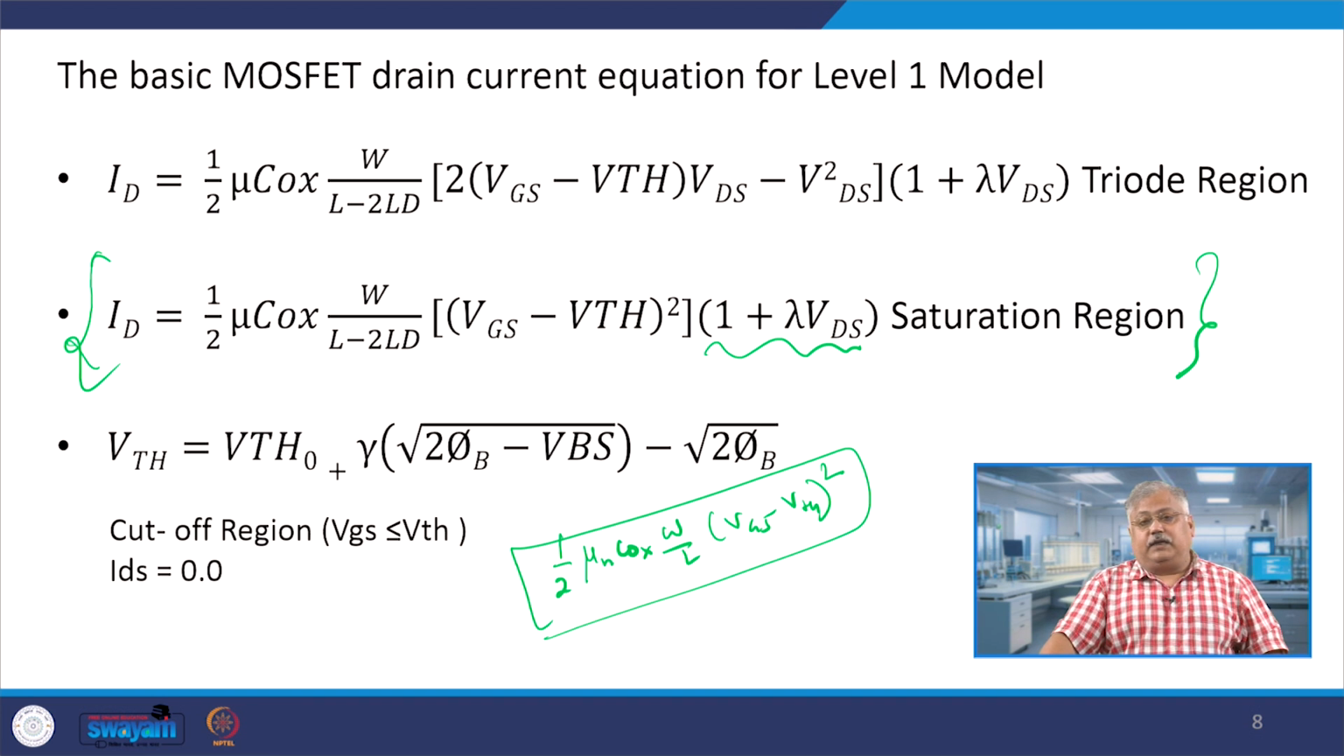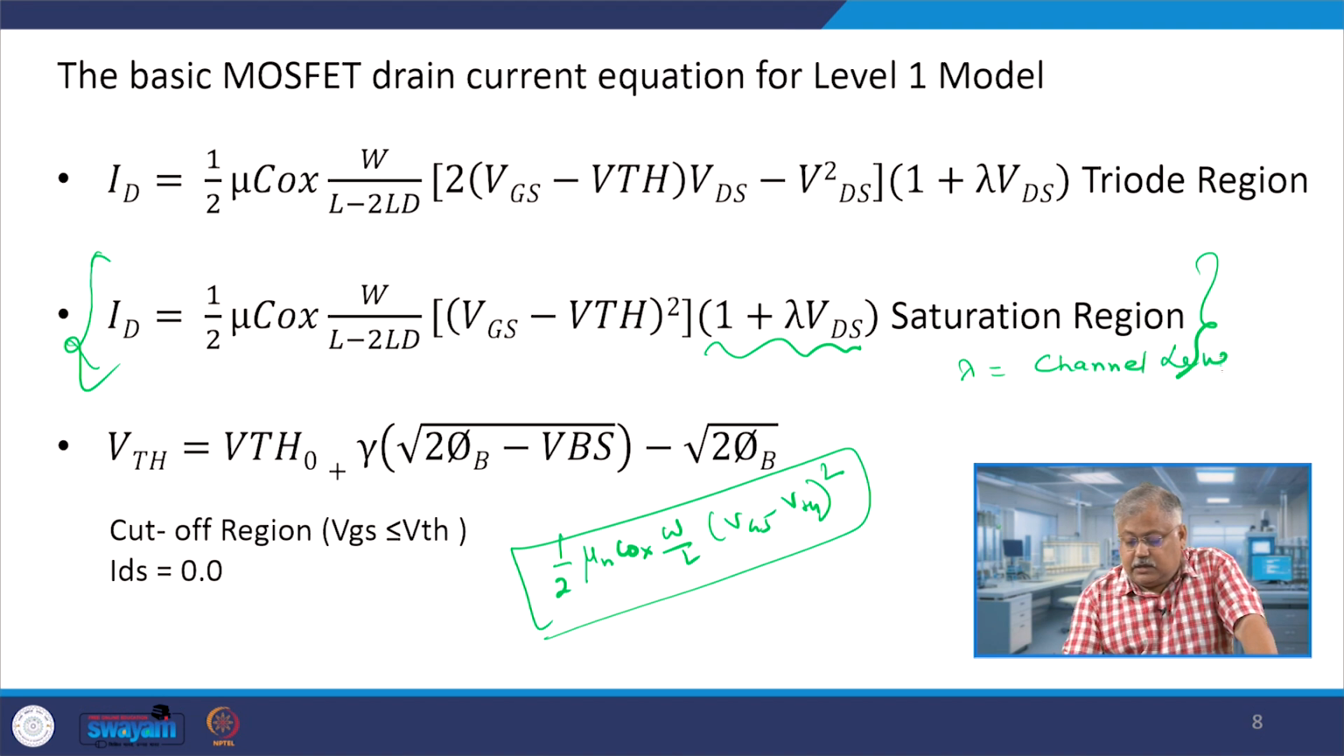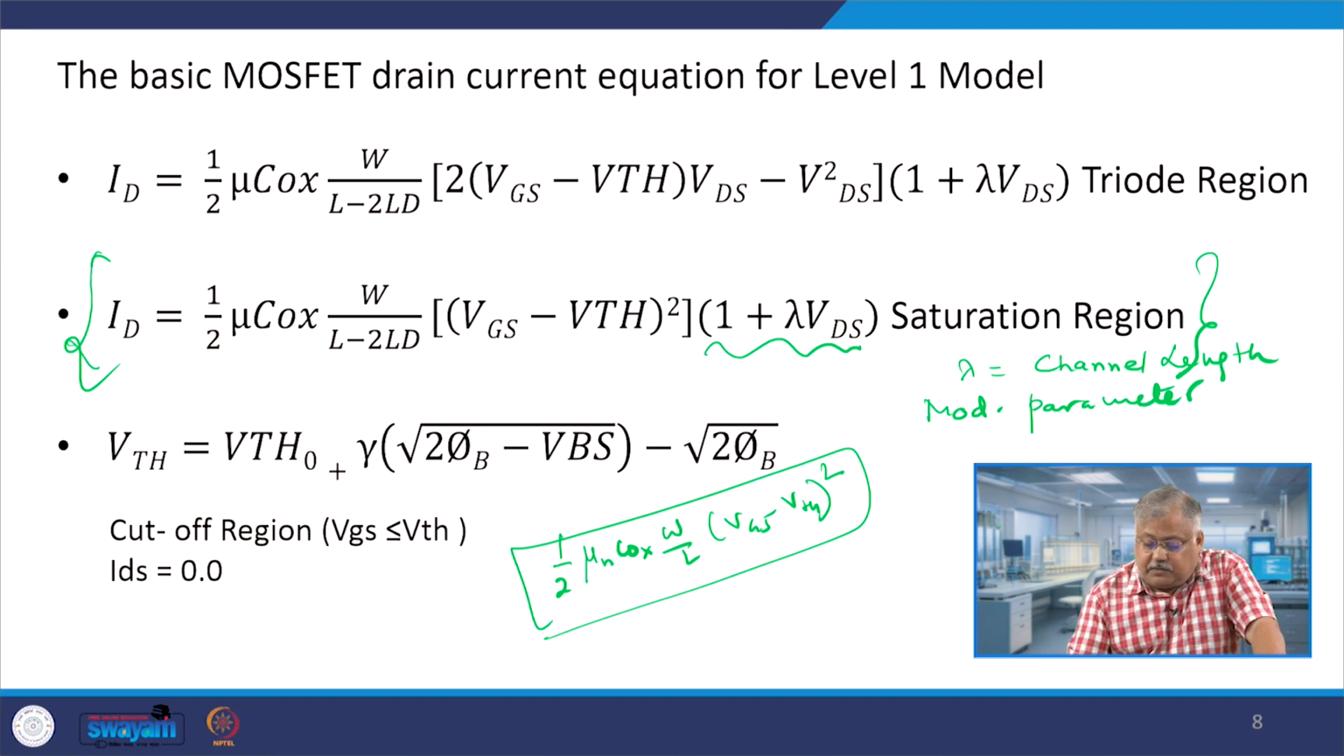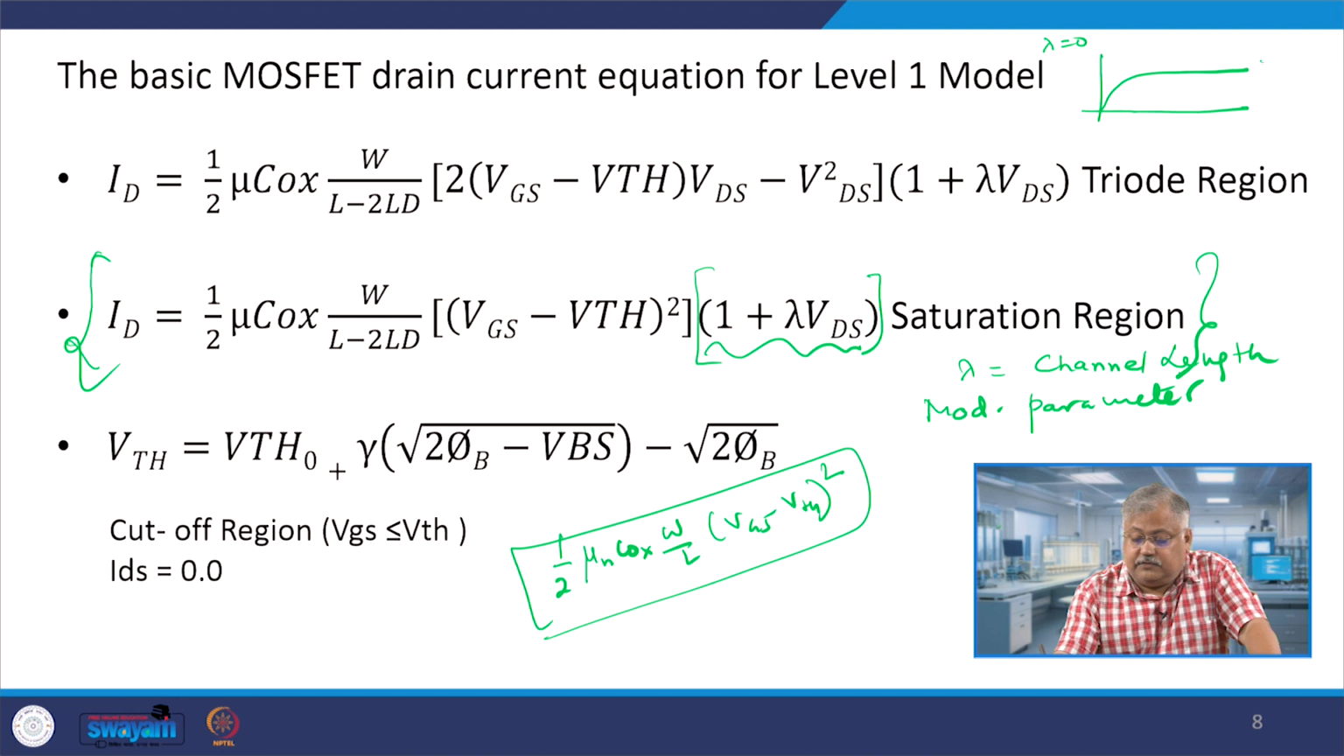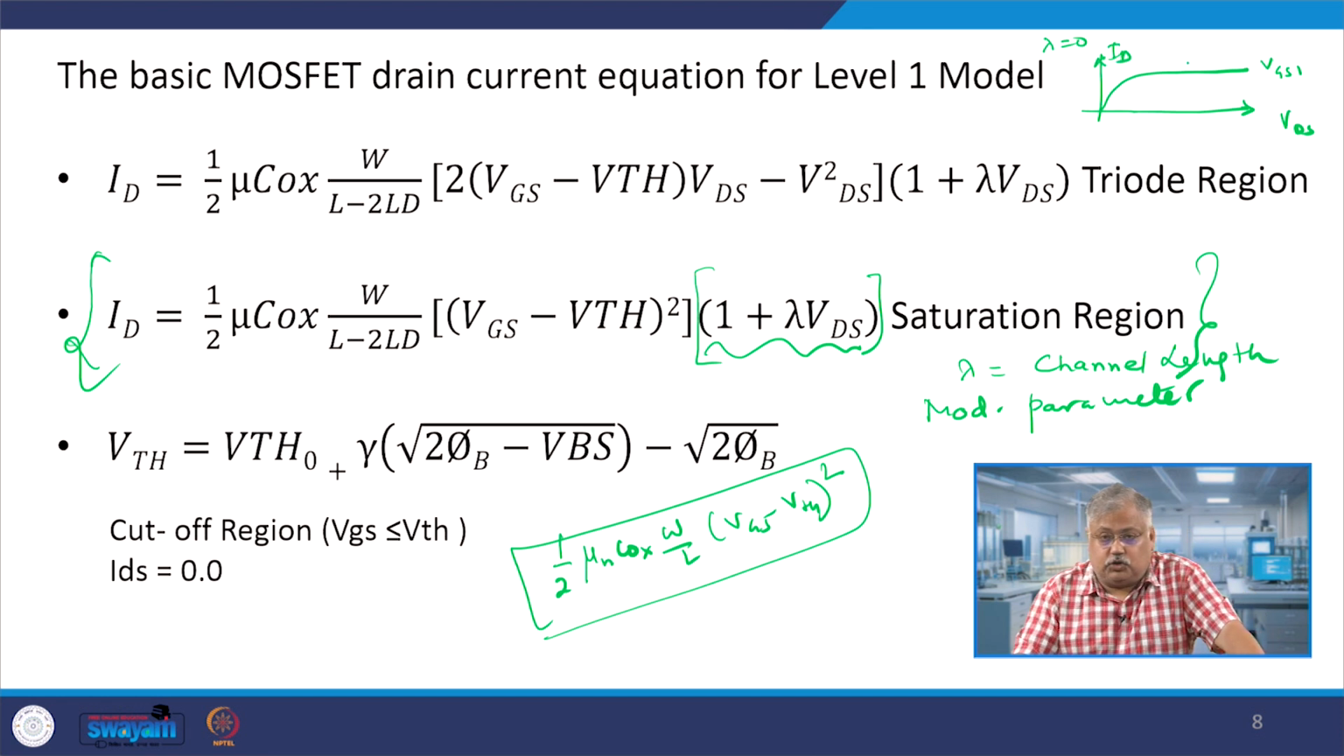And what is 1 plus lambda VDS? Lambda is basically known as the channel length modulation parameter. Let us suppose lambda equals 0, then this quantity will vanish, and what will remain is that ID is independent of VDS, and therefore, if I plot, it will be something like this. At saturation, this is VGS say 1, then this is VDS, then you see that ID is almost independent of the value of VDS, it is almost constant, right.